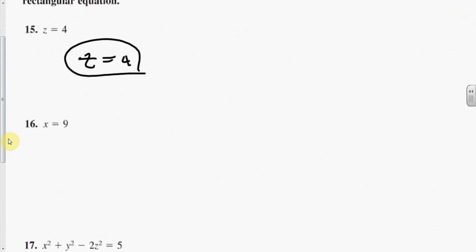What's the formula for going from X to cylindrical or polar coordinates? X is equal to what? R cosine theta. So if X is 9, that's just 9 equal to R cosine theta. You're done. You know that X is equal to R cosine theta. Here it's saying X is equal to 9. So this is 9 is equal to R. That's it.